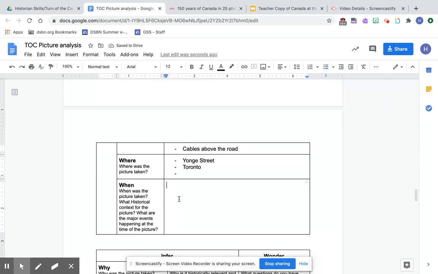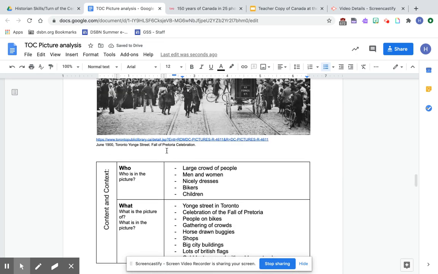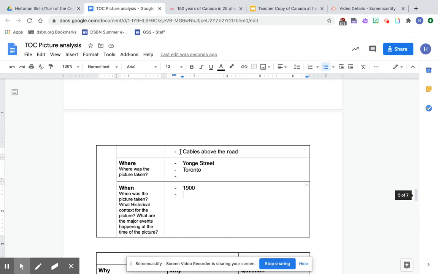When was this picture taken? We know from the title. It was taken in 1900. So we know at this time, because if you Googled Fall of Pretoria, you would know the Boer War. There's a war in South Africa at the time. What's the historical context?